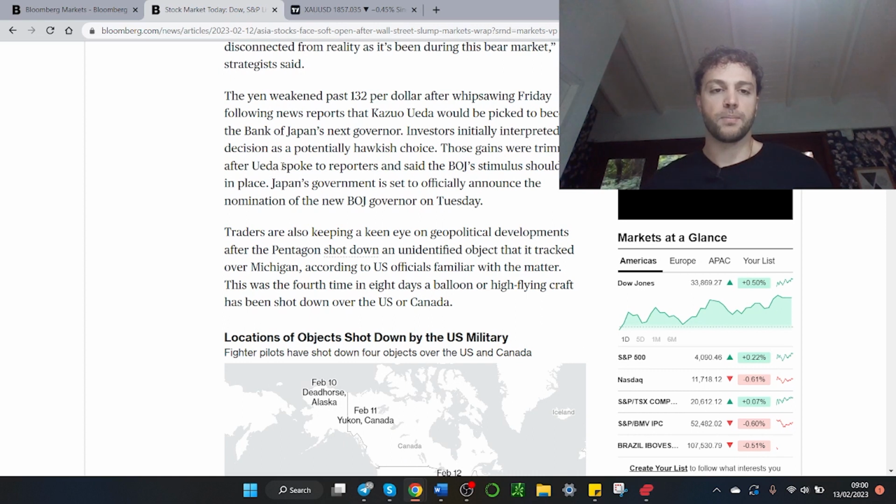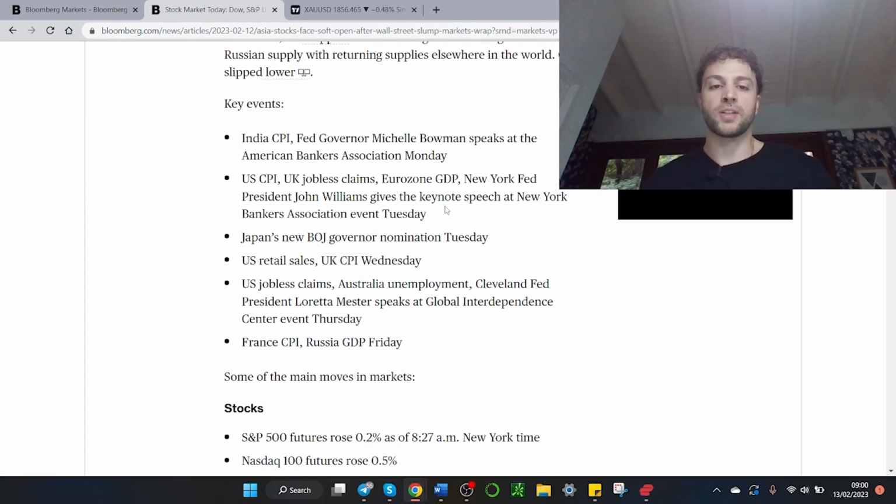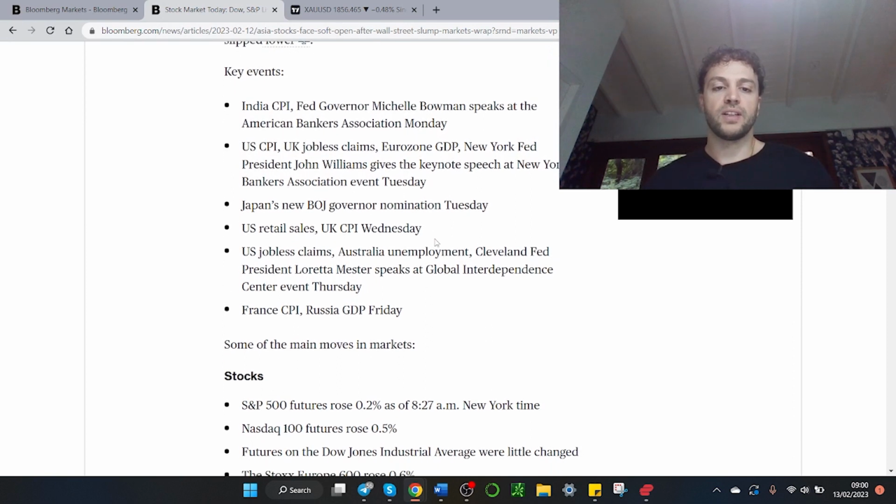Ueda. Some people initially were thinking he was going to be hawkish. But one of the first things he said is that he's going to basically stick with the same. Well, look, this is what he said: the BOJ stimulus should stay in place. So for now, we could potentially see further upside in dollar yen.